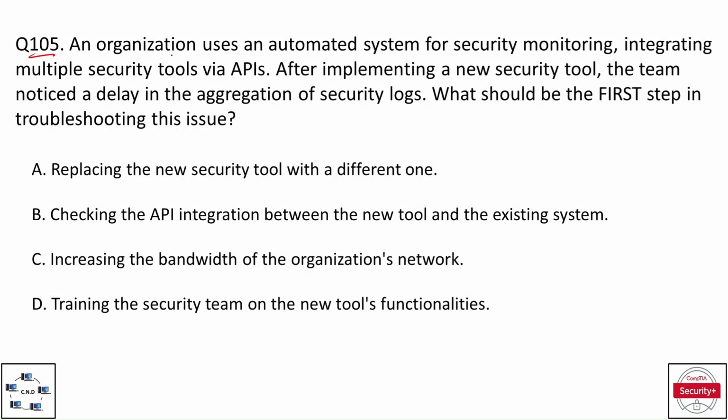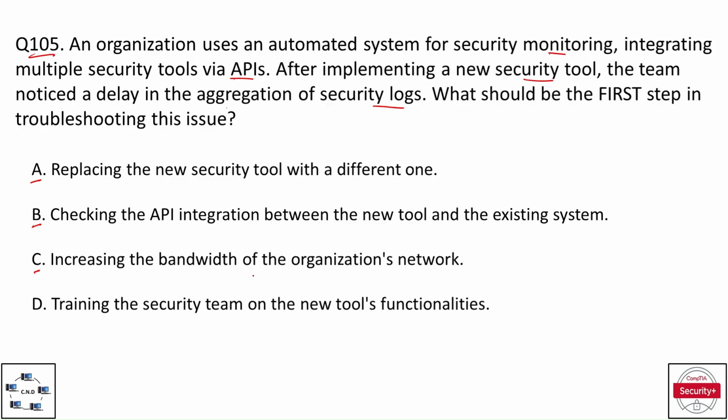Question number 105, an organization uses an automated system for security monitoring, integrating multiple security tools via APIs. After implementing a new security tool, the team noticed a delay in the aggregation of security logs. What should be the first step in troubleshooting this issue? And the options are option A, replacing the new security tool with a different one. Option B, checking the API integration between the new tool and the existing system.